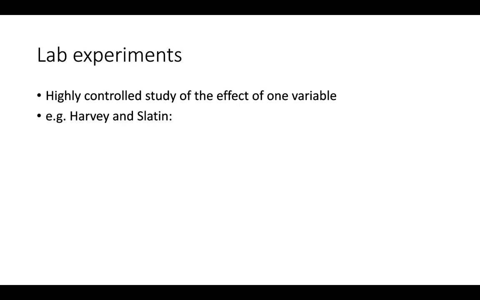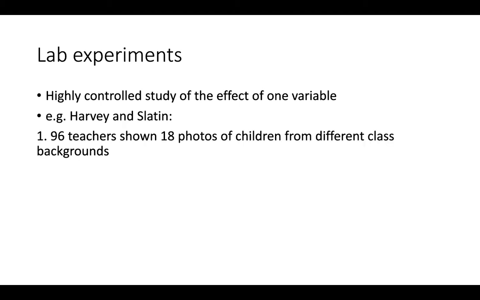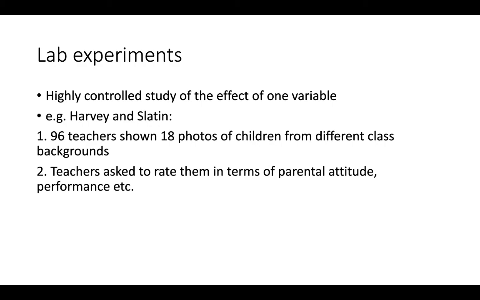Harvey and Slatten have got a good example here of a lab experiment conducted in the education system. You've got 96 teachers shown 18 photos of children each. So each teacher is shown 18 photos from different class backgrounds. They're showing some children that are working class, some children that are middle class. The teachers then rate them in terms of parental attitude and performance. So what we're changing here, the independent variable, is the photos of the children and the class that they come from, those two things tied together. And what you are then going to measure is how the teachers respond to them. So the dependent variable is how the teachers actually respond to them.